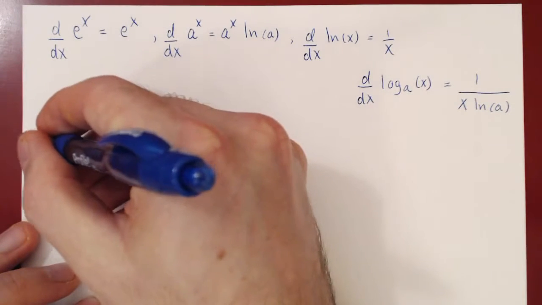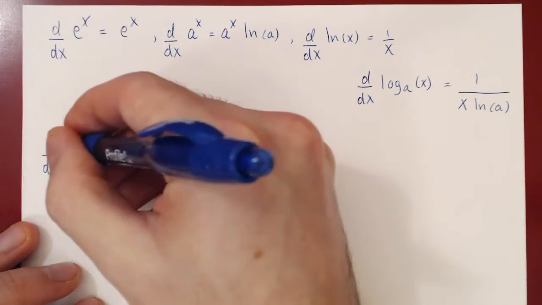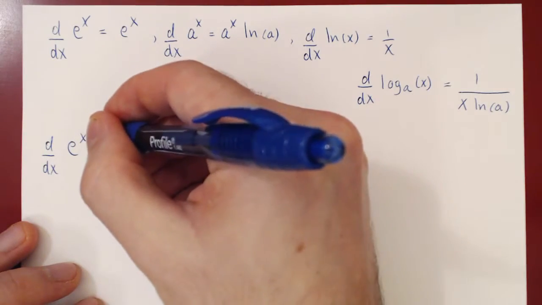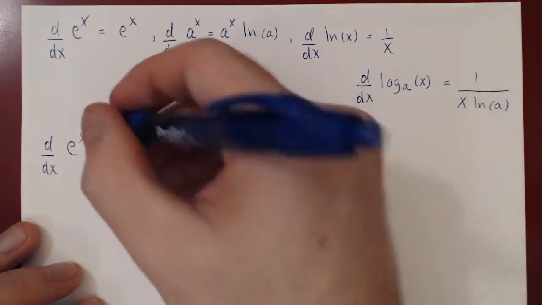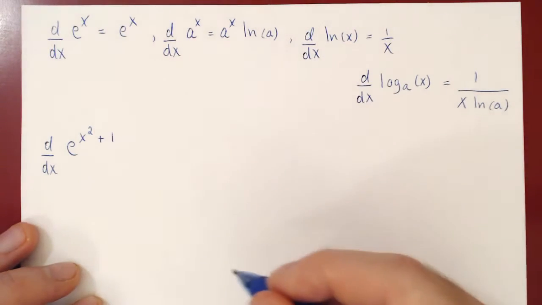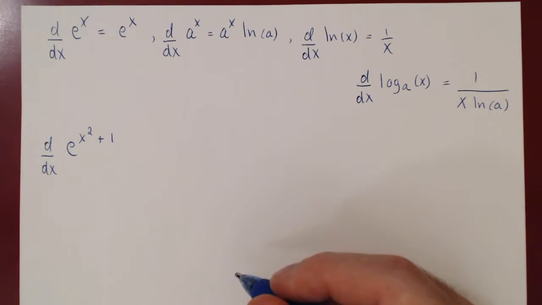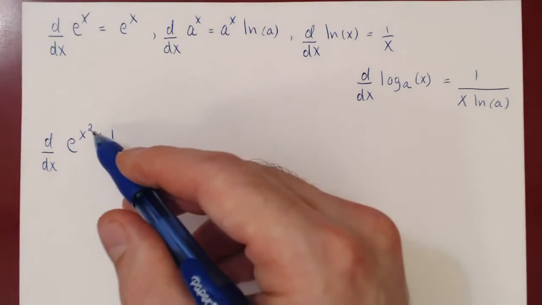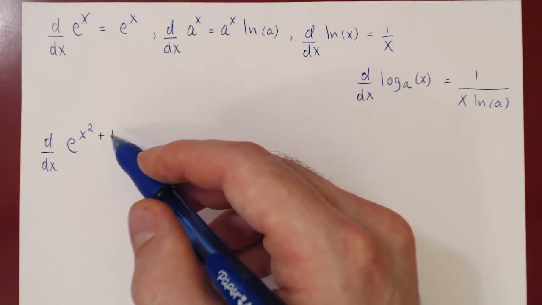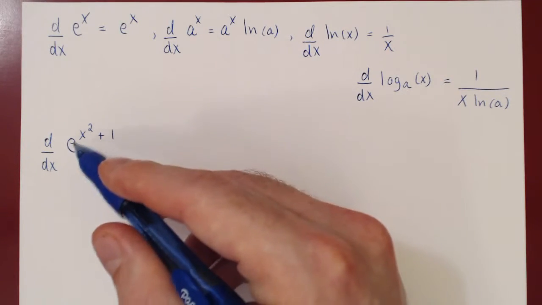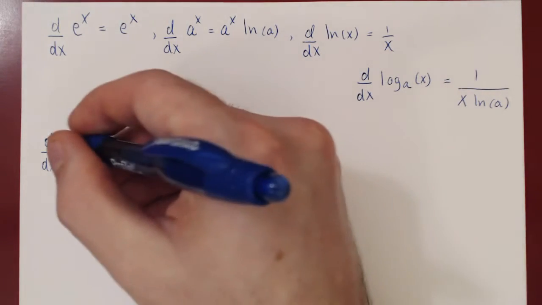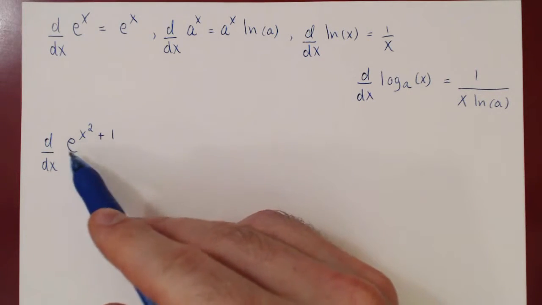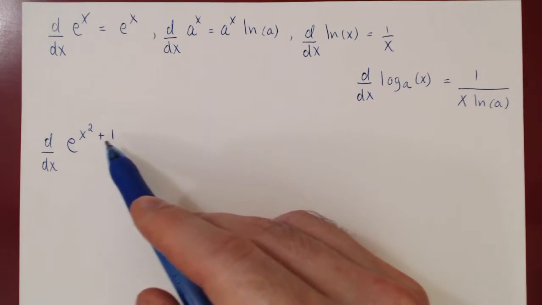What if I ask you for the derivative of e to the x squared plus 1? This is the exponential of x squared plus 1. If I give you a value of x, you would first square it, then add 1, and then you would exponentiate e to this power. So here we have a composition where the outside function is the power e. The exponential will be the last thing we would compute.